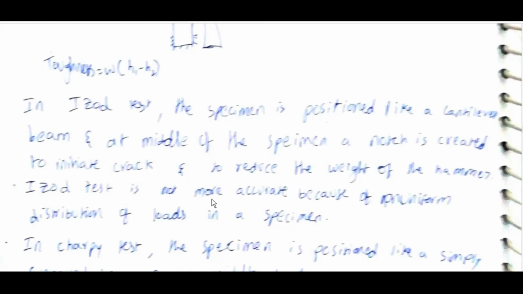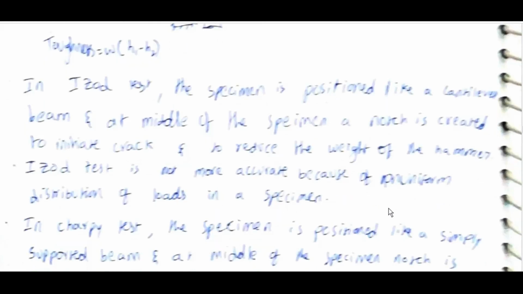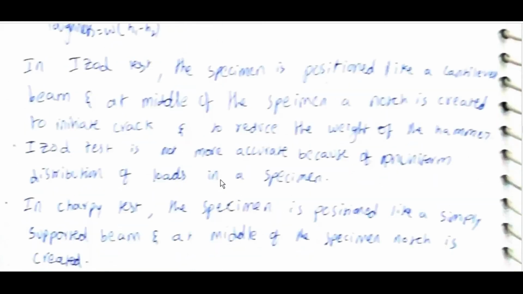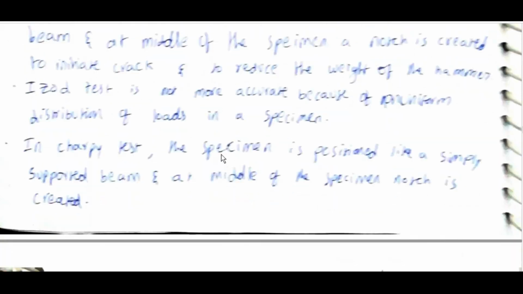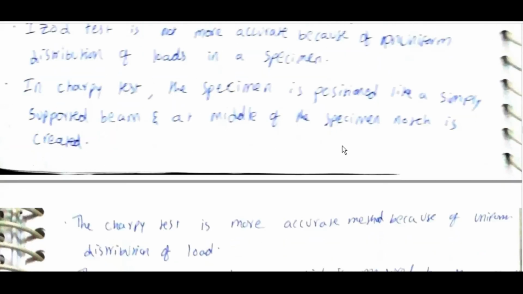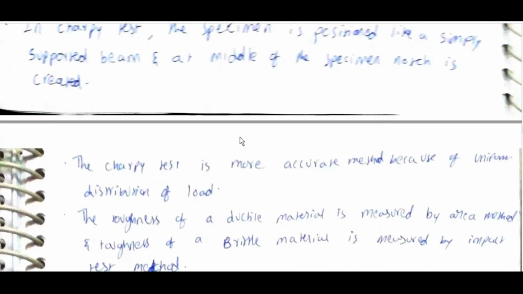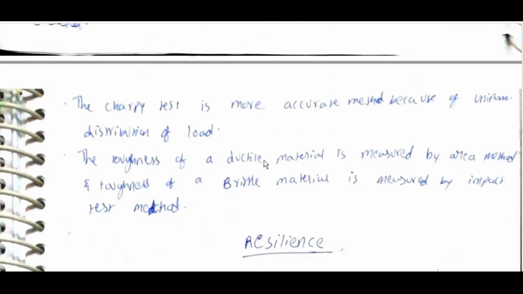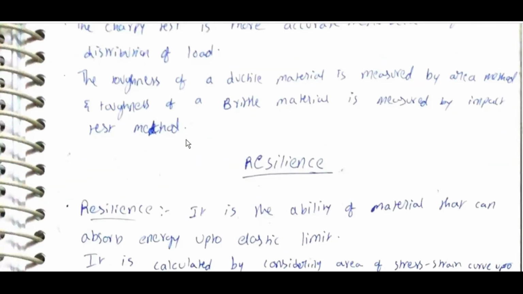Izod test is not very accurate because of non-uniform distribution of loads in the specimen. In Charpy test, the specimen is positioned like a simply supported beam and at the middle of the specimen a notch is created. The Charpy test is a more accurate method because of uniform distribution of loads. The toughness of a ductile material is measured by the area method, and toughness of a brittle material is measured by the impact test method.